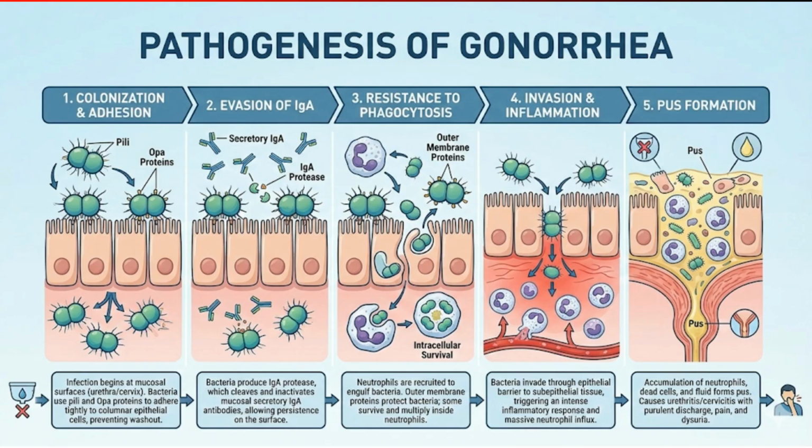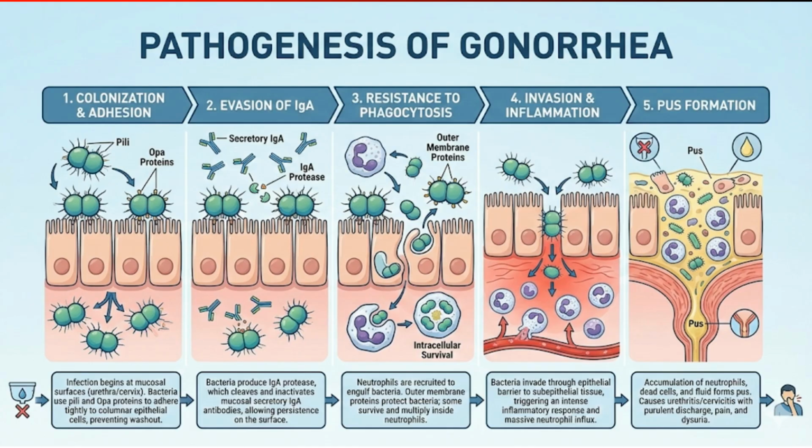Step 1. Colonization. The infection begins when Neisseria gonorrhoeae comes into contact with mucosal surfaces during sexual contact. The primary sites of infection are columnar epithelial cells lining the urethra in males and the endocervix in females. The bacteria use their pili and OPA proteins to adhere tightly to these epithelial cells. This adhesion is absolutely critical. Without it, the bacteria would be flushed away by bodily secretions.